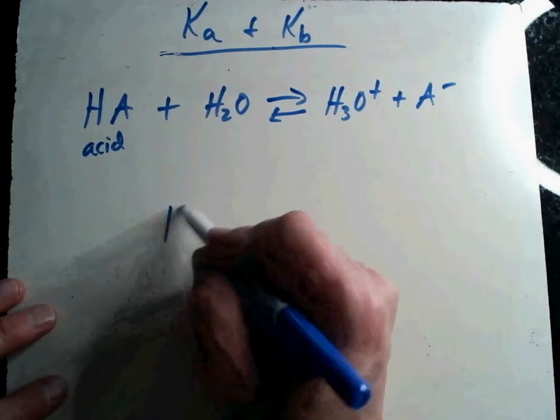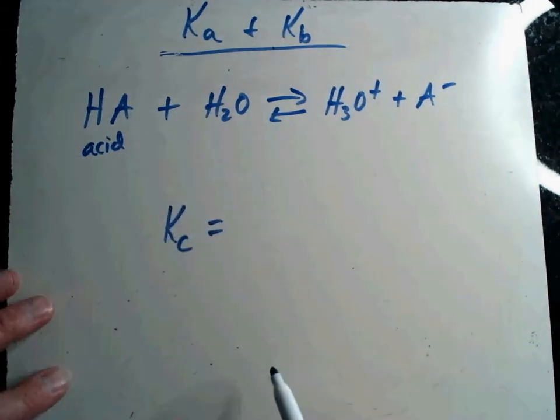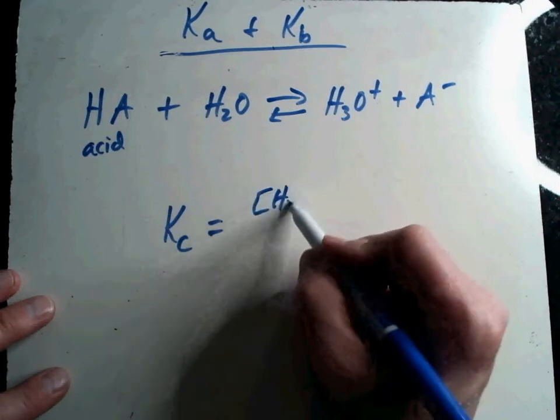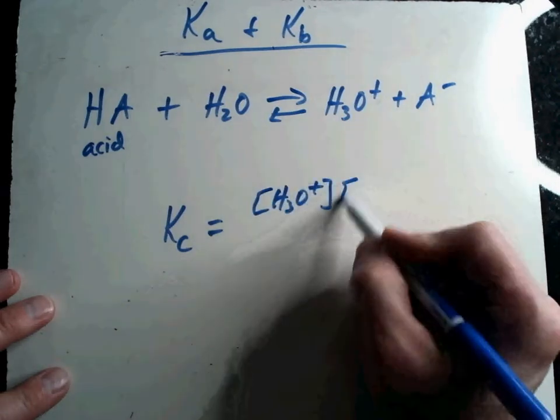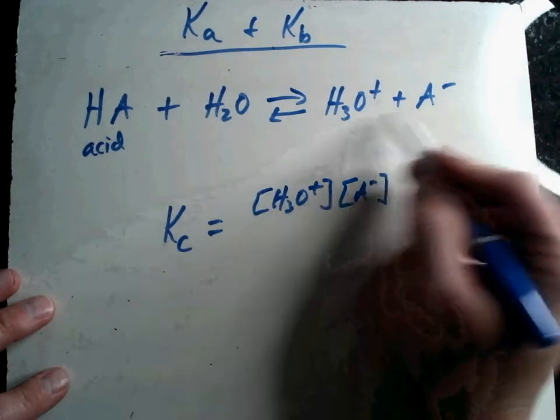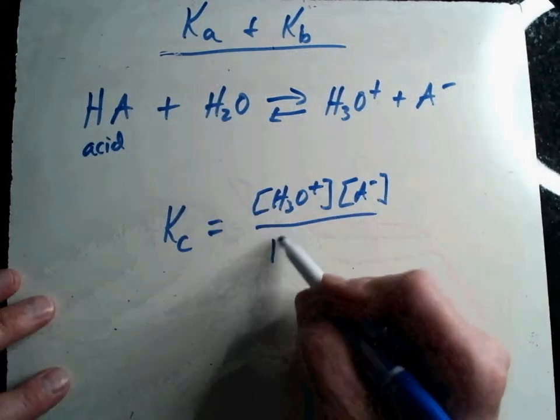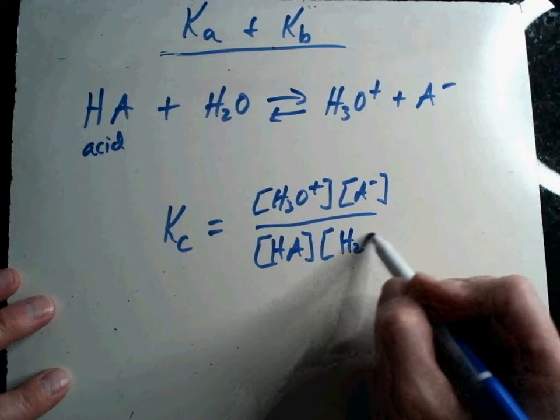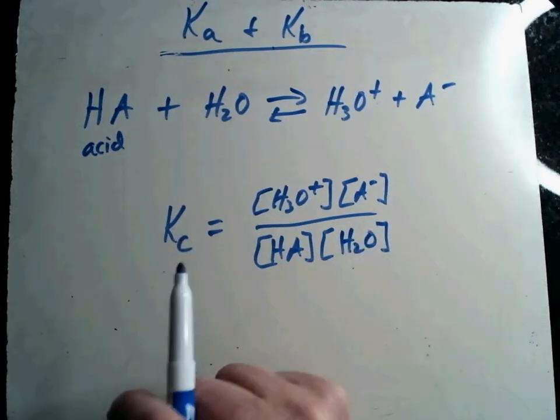If I wanted to have the Kc for this reaction, remember Kc, it's products over reactants. Here it is. There's my products over my reactants. All right, that's exactly right.